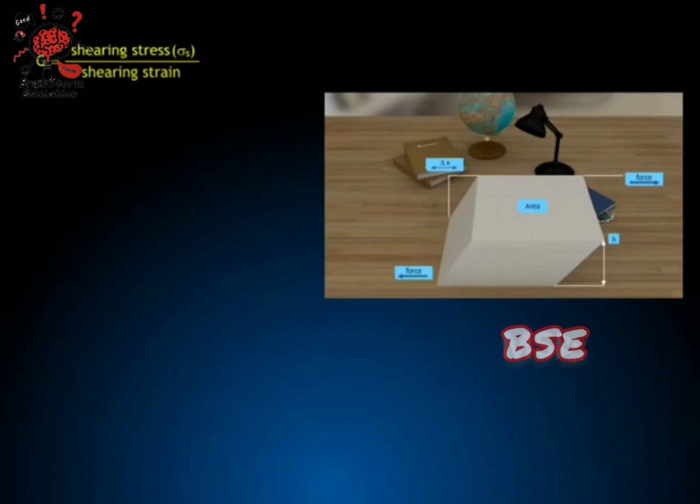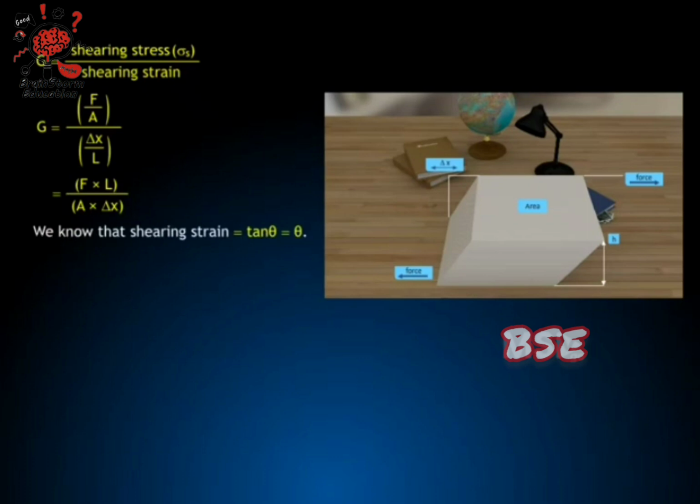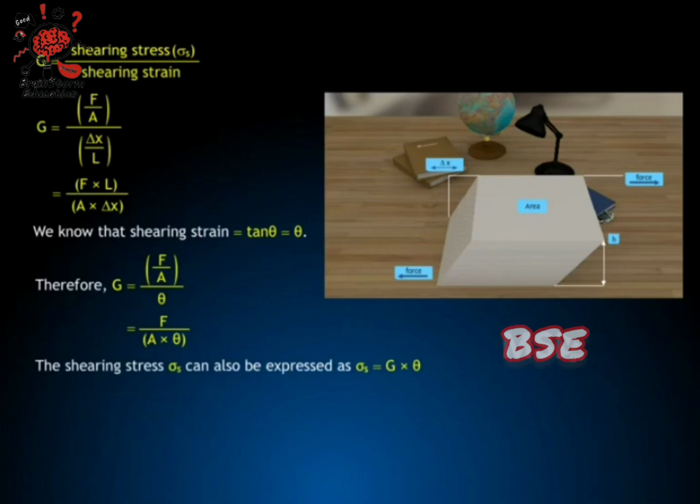G equals shearing stress by shearing strain, which equals F by A by delta X by L, which equals F into L by A into delta X. We know that shearing strain is equal to tan theta equals theta. Therefore, G equals F by A by theta, which is equal to F by A into theta. The shearing stress sigma S can also be expressed as sigma S equals G into theta.